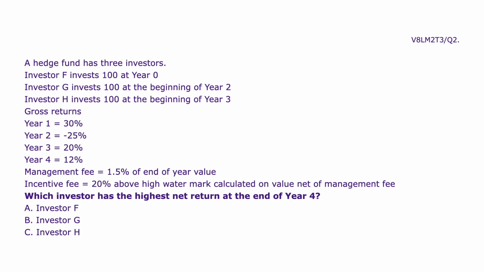Management fee equals 1.5% of end-of-year value. Incentive fee equals 20% above high watermark, calculated on value net of management fee. Which investor has the highest net return at the end of year 4? A. Investor F. B. Investor G. C. Investor H.